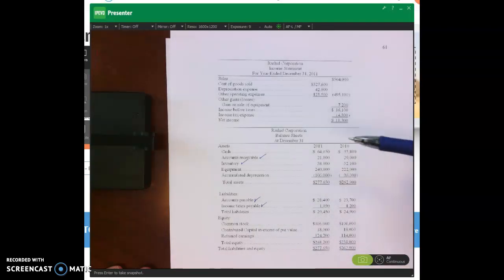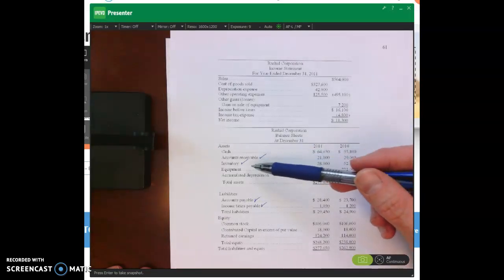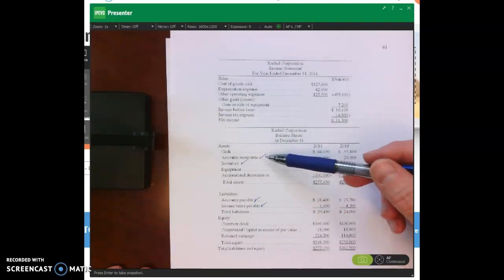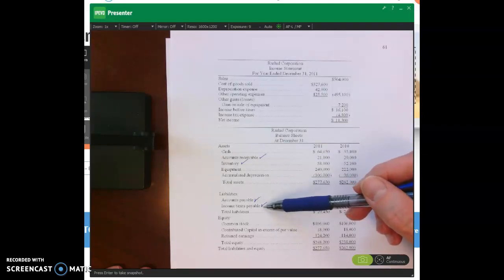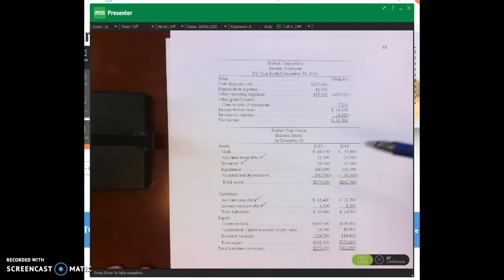So with step one for the indirect method, we're looking at changes in accounts receivable and inventory. In step two, we look at accounts payable and then income taxes payable. Step one, non-cash current assets. Step two, current liabilities. So you look at the changes in the account balances and we basically apply the rule.